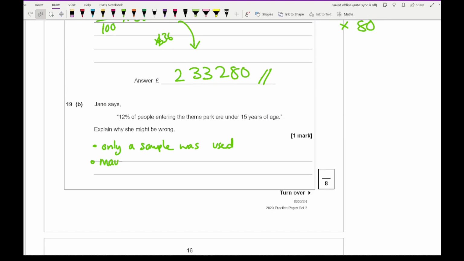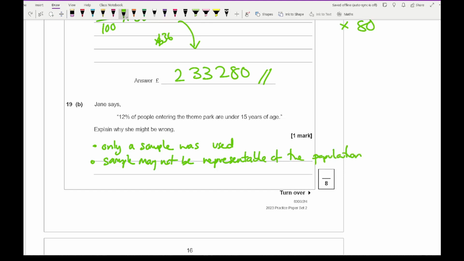So the sample may not be representative of the population.